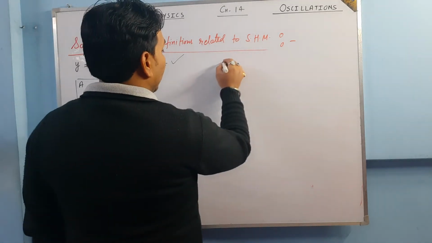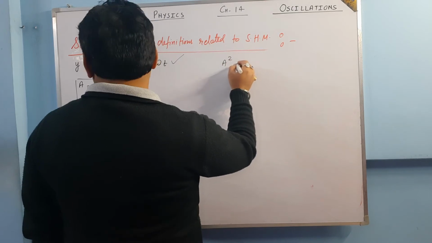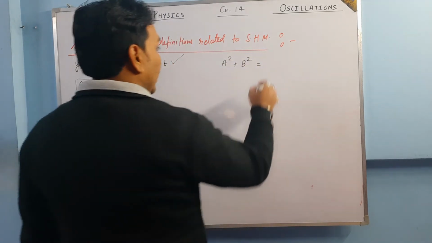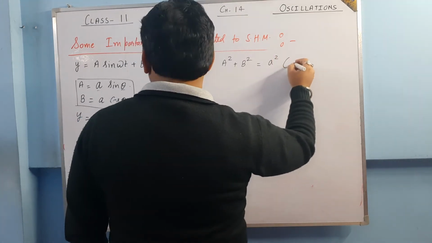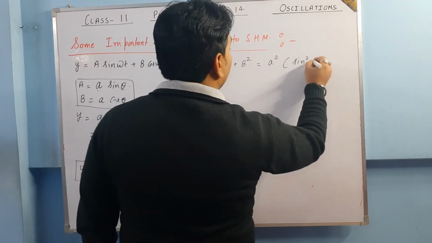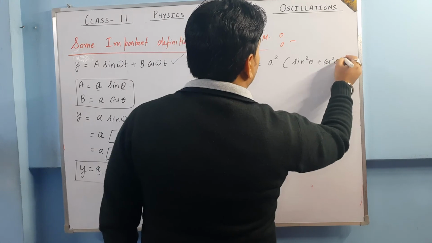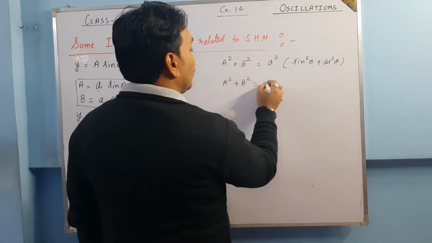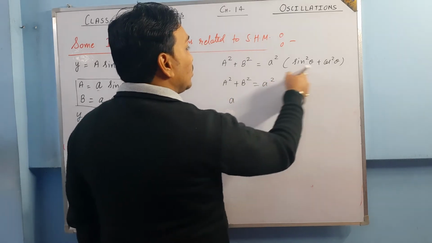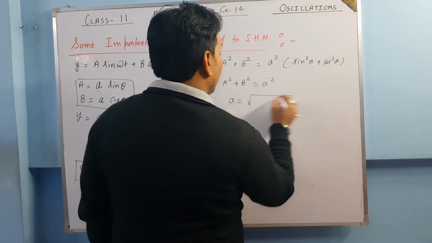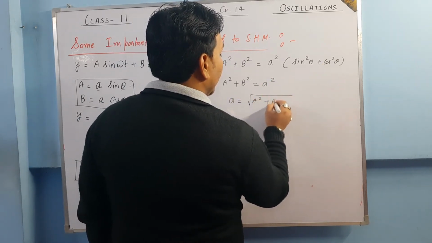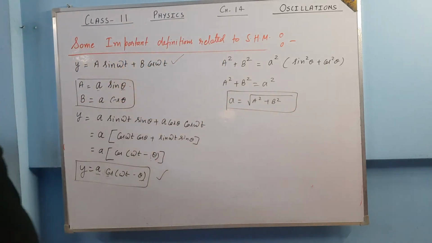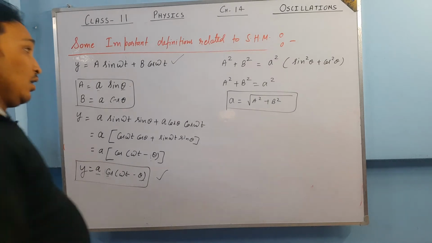If we square them and add them, we are going to have A square plus B square is equal to, A square taken common, sine square theta plus cos square theta. So A square plus B square is equal to a square, because this is going to be 1. So a is equal to under root A square plus B square. In terms of capital A and capital B, small a can be calculated.